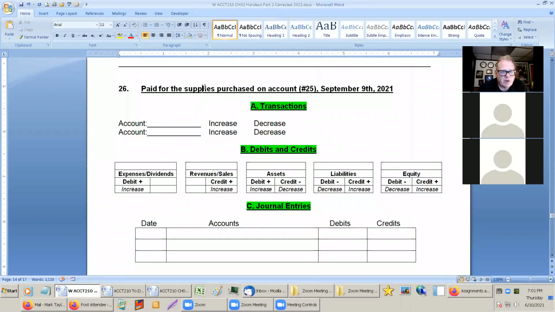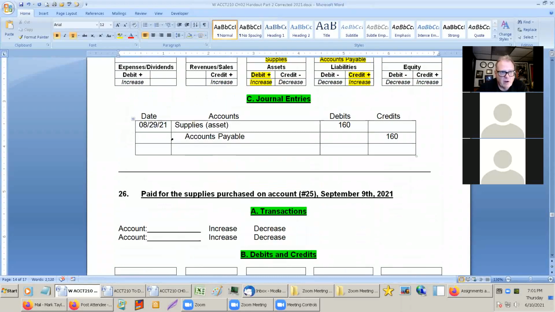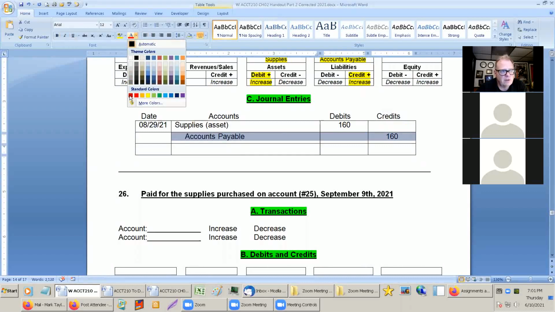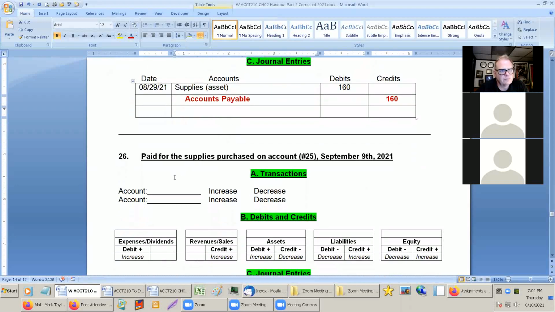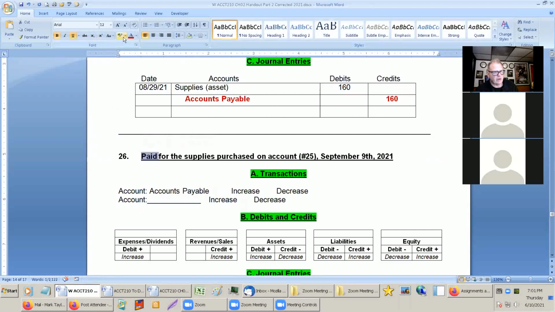26, paid for the supplies purchased on account at number 25. Okay, so we paid this off. So what would the journal entry be? Well, if we're paying that off, accounts payable will definitely be in there. And what do we pay them with? Cash? Yep.